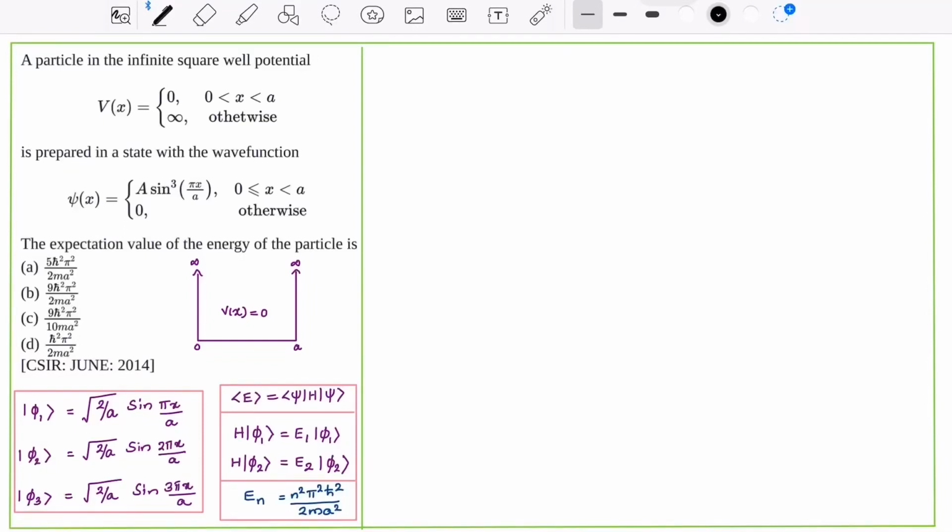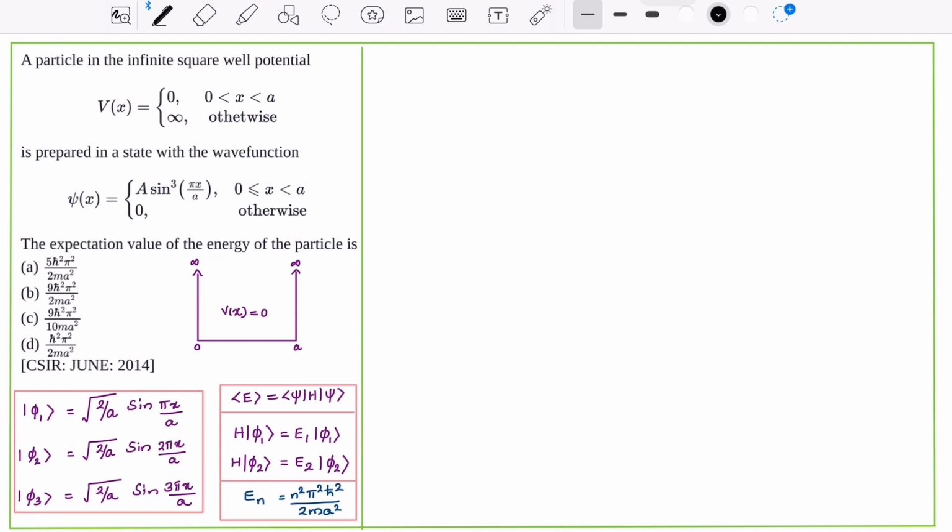Problem 66, Quantum Mechanics. The question is: a particle in the infinite square well potential V of x equals 0 for 0 less than x less than a, and infinity otherwise, is prepared in a state with the wave function psi of x equal to A sine cube (pi x by a) for 0 less than x less than a, and 0 otherwise. The expectation value of the energy of the particle is.